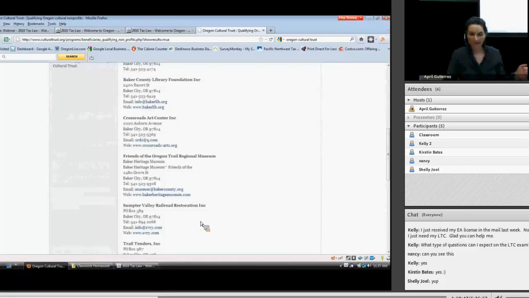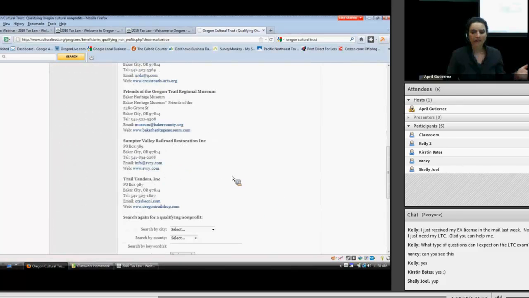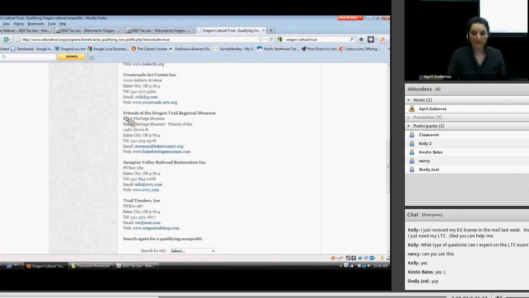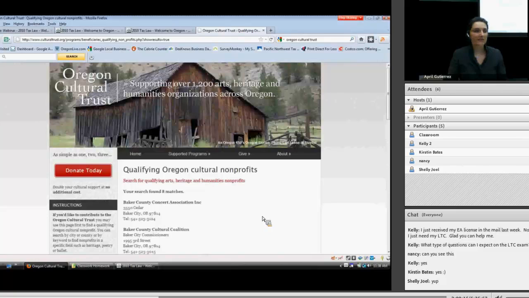And there's actually some searches you can do in here to figure out who is a member. I believe it's divided by county. And then you'd have to look to see who in your city is a member. I'm just going to randomly pick Baker City. So if you happen to live in Baker County, there are 8 charities in that county or city area that are members of the Oregon Cultural Trust.